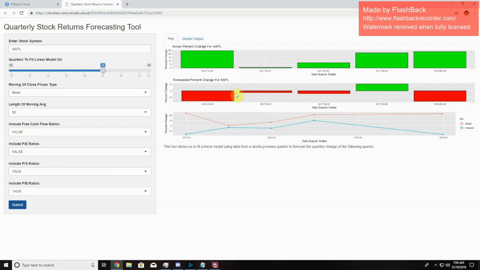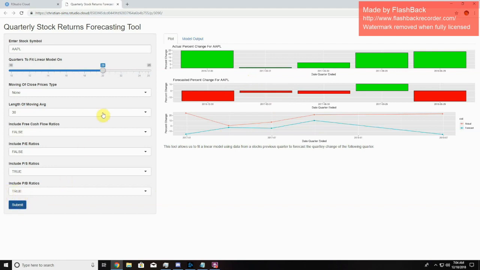If the bars are green, then the percent change is positive. If red, then the change is negative. Also included is a line graph to compare the actual versus forecasted percent changes by quarter. Keep in mind that in order to see any changes to the graphs on the right, the user has to click Submit first.